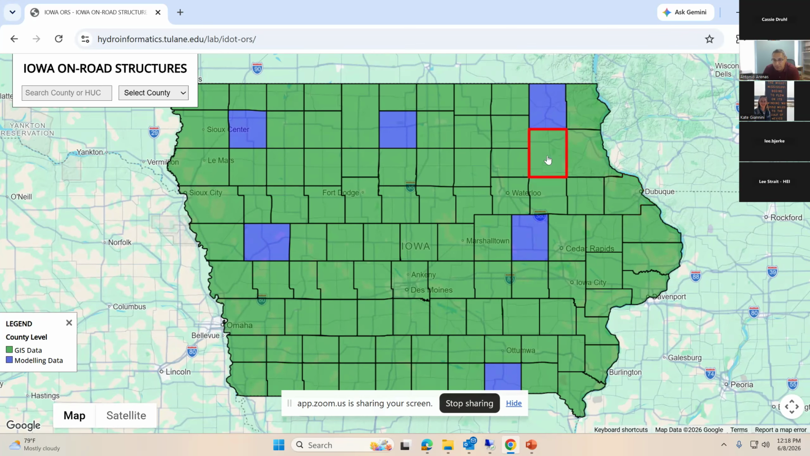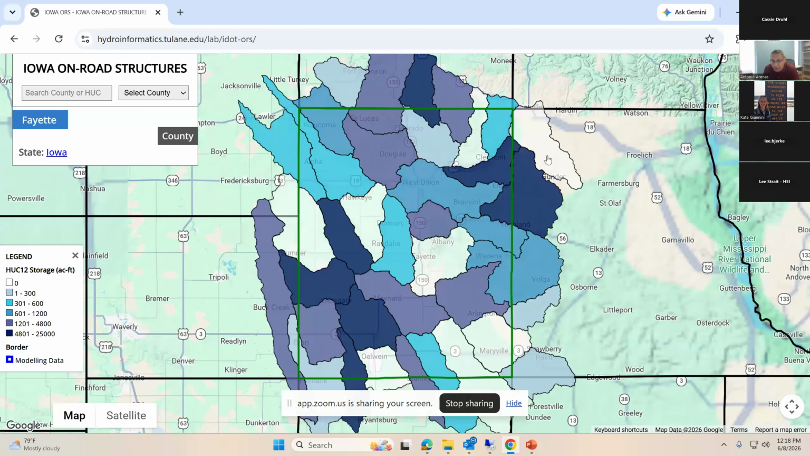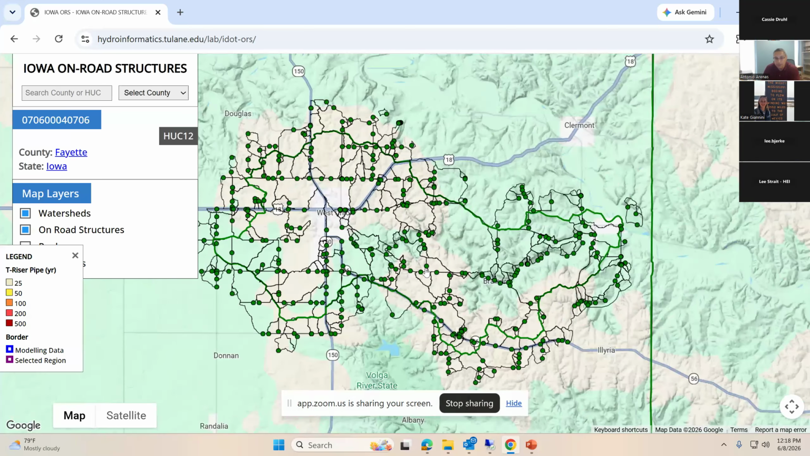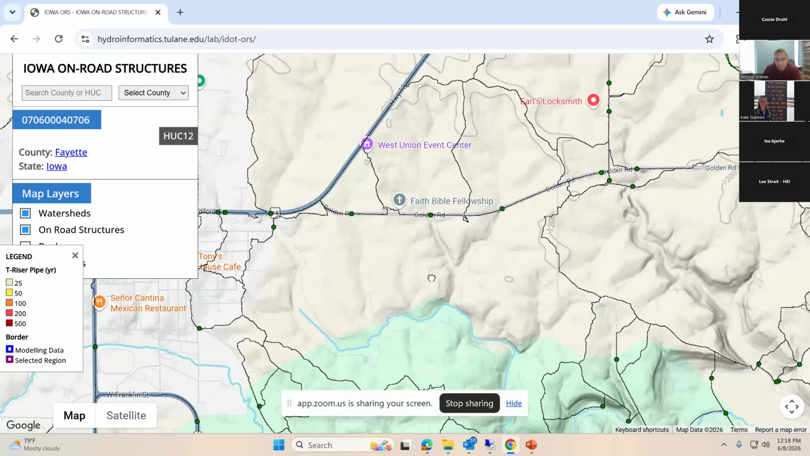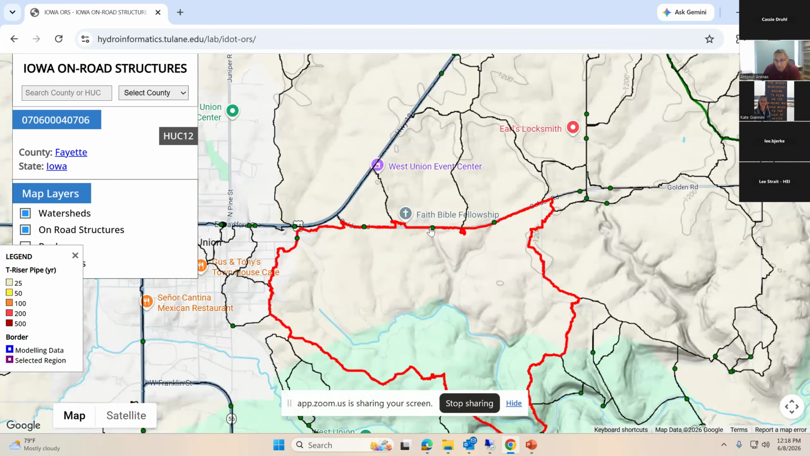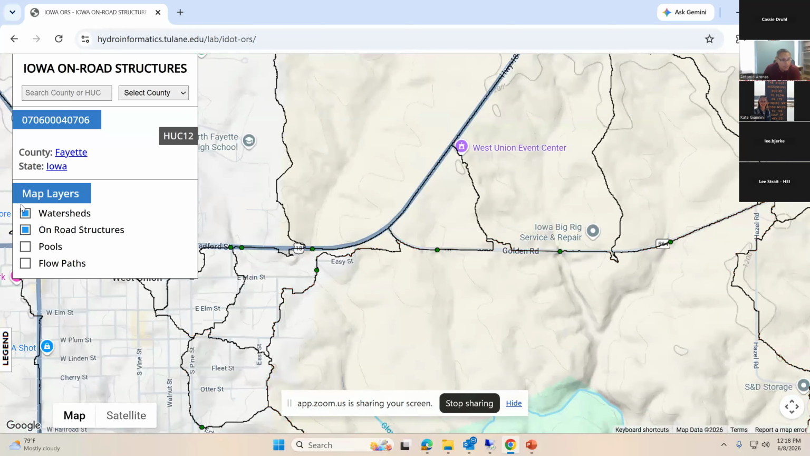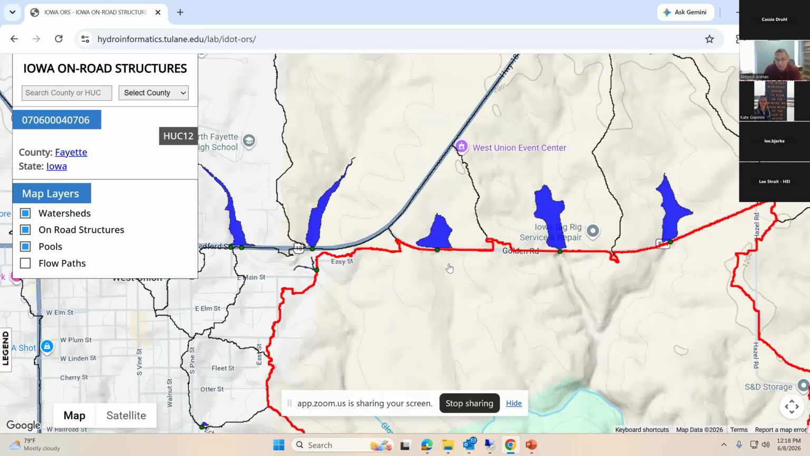So for example, if I take you here to Fayette County, and if I navigate to one HUC 12 where that on-road structure that we use for validation purposes is located, you can find here information about the locations of the potential on-road structures, which is the green dots. And in addition to that, you can find the pool area that is predicted by the GIS analysis, assuming that the on-road structure has a riser pipe that is equivalent to 75% of the road elevation.